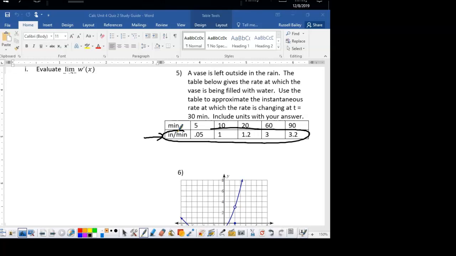Now, remember, we are approximating an instantaneous rate, which is just a low-key way of saying do an average rate. So the average rate of change is not a derivative, it's a slope. And it's going to be a slope of the two values that have a time closest to the one that we're interested in, which is 30. Oops, just a second.